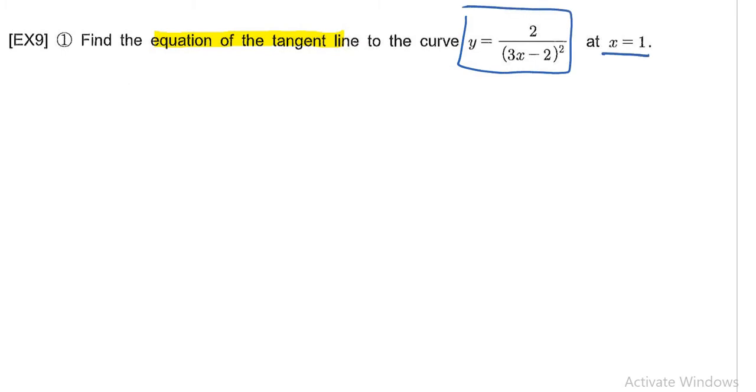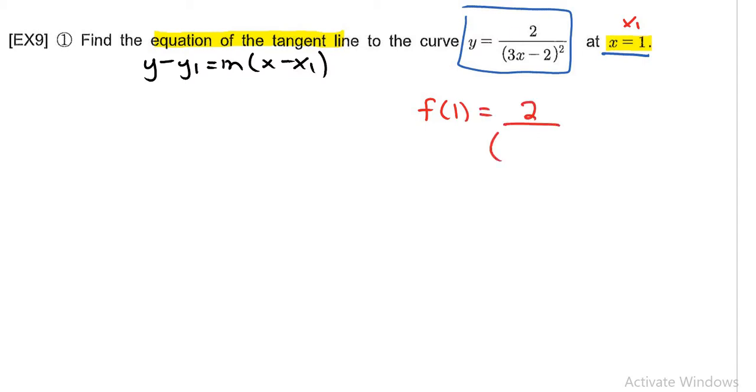Alright, so when you have a tangent line problem, I would go ahead and write out the equation of the tangent line, which is y minus y1 equals m times x minus x1. So let's go ahead and write out the equation there. And then we're given x equals 1, so this is kind of like your x1 in your formula.